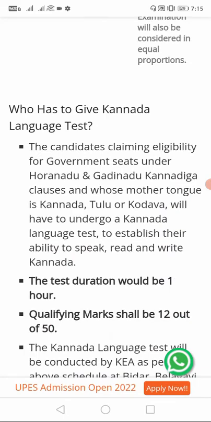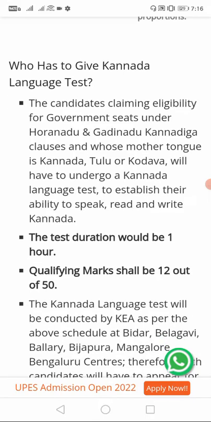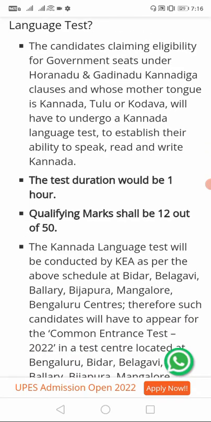So here, the Kannada language test: the candidates claiming eligibility for government seat under Horanadu and Gadinadu Kannadiga, it will not come under class A, it will come under class B, okay, class C. Candidates whose mother tongue is Kannada, Tulu or Kodava will have to undergo a Kannada language test to establish their ability to speak, read and write Kannada. So those candidates who are going to claim eligibility for government seat under Horanadu and Gadinadu, in the border states they have studied, should undergo the Kannada language test.